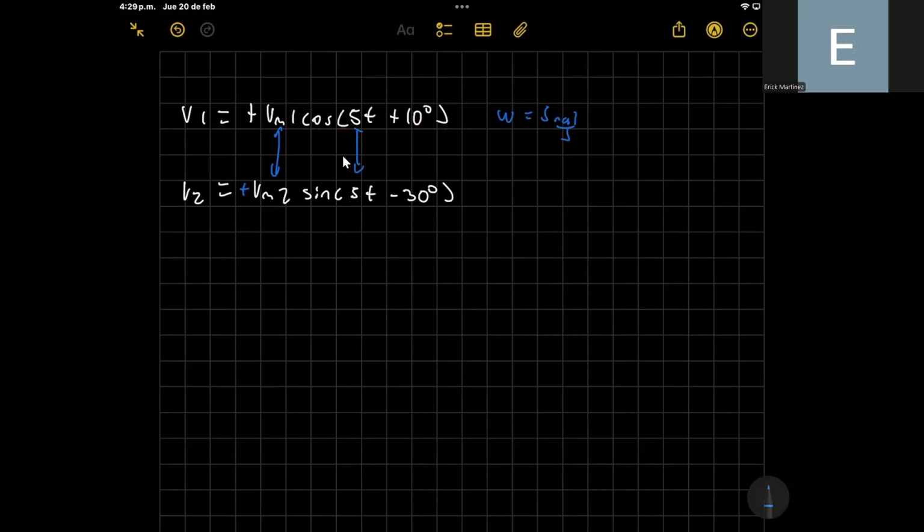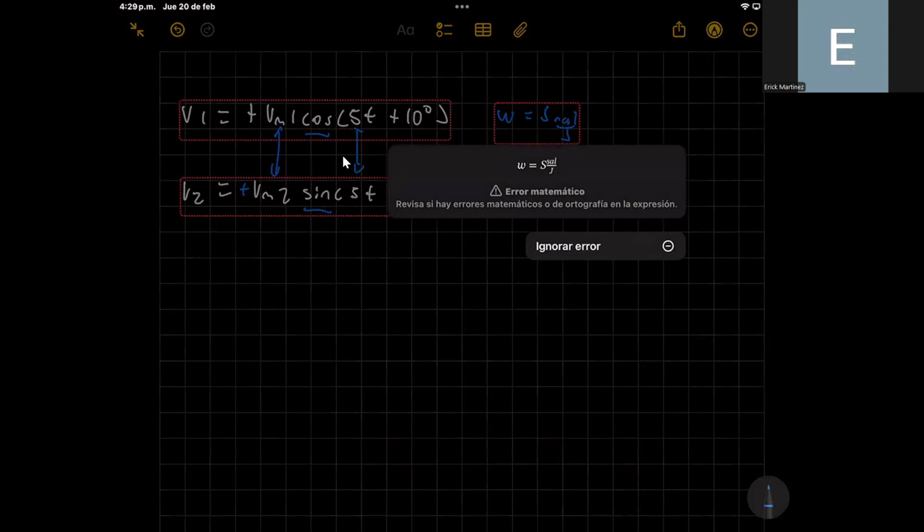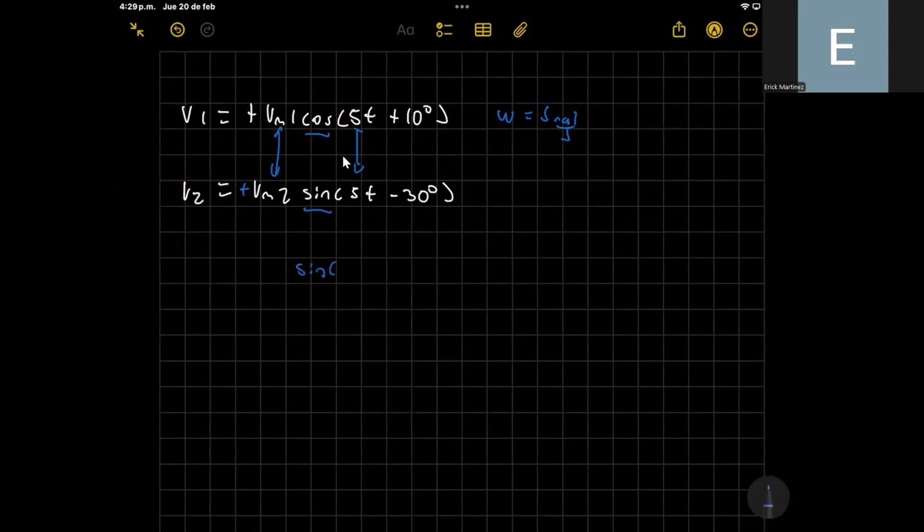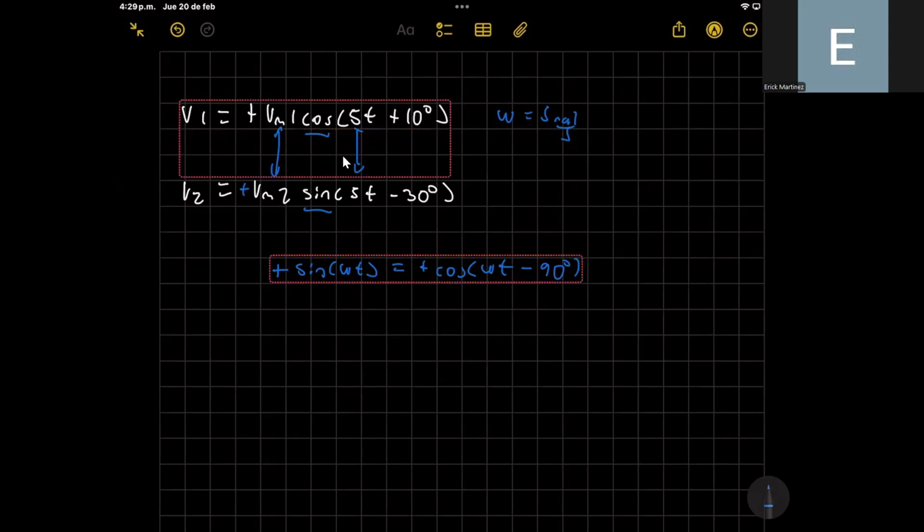But the problem here is that we have a cosine wave in one function, and in the other function, we have a sine wave. So the first step will be to convert the two sinusoidals into the same trigonometric function. To do that, I will convert the sine wave right here into a cosine wave. Remember that we have this identity: a positive sine wave of omega times t is equal to a positive cosine wave of omega times t if I subtract 90 degrees to the argument.